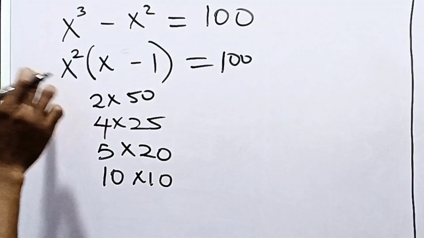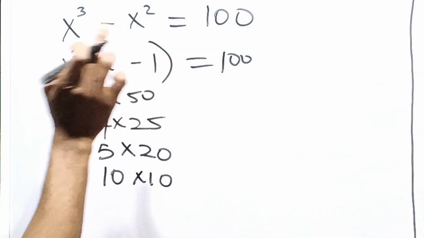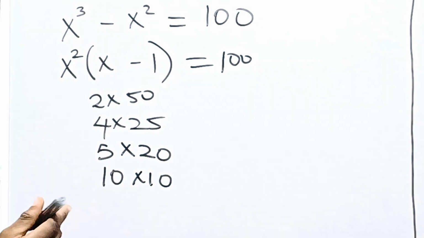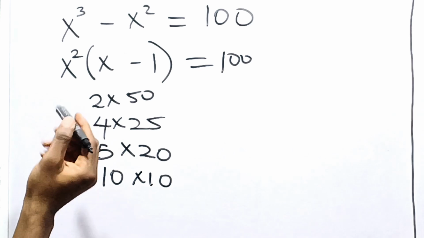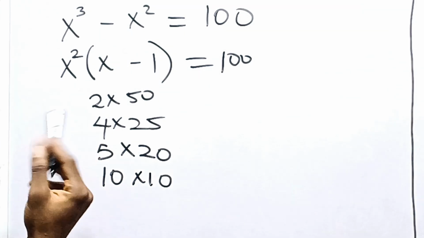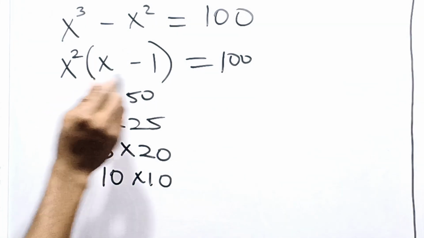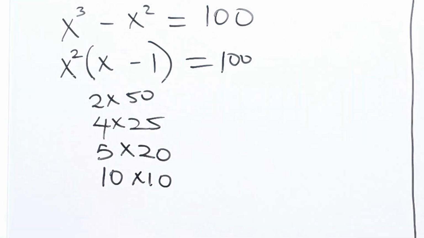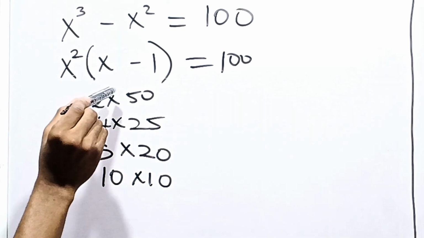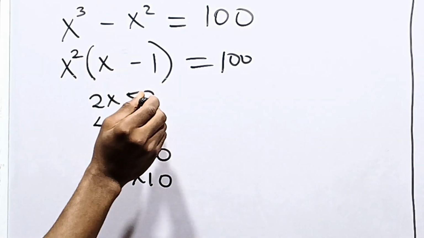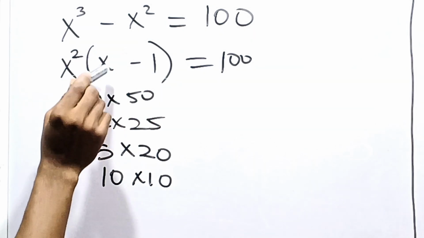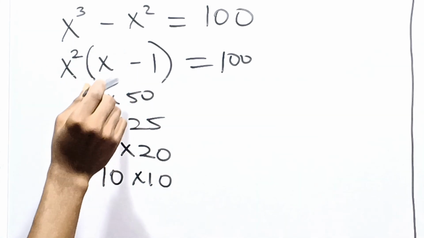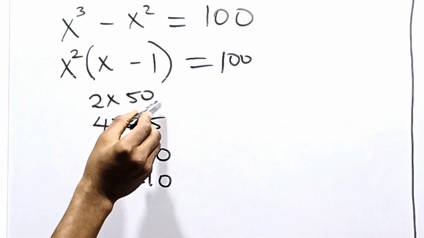Now we'll check which one we can substitute x for here to get 100. Let's look at this closely. Because if you look here, this should be less than this, okay? So let's say that x minus 1 is 2, meaning that x is 3. Whatever x is, if you square it, you should get the second multiple, right? So if x minus 1 is equal to 2, that means x is 3. 3 squared is 9, which is not equal to 50.